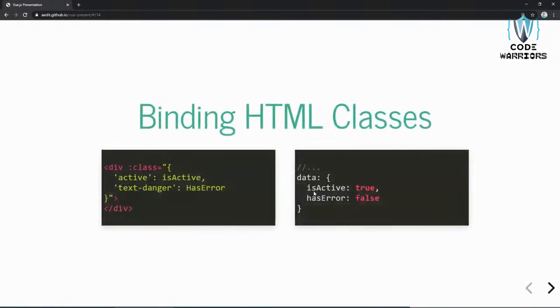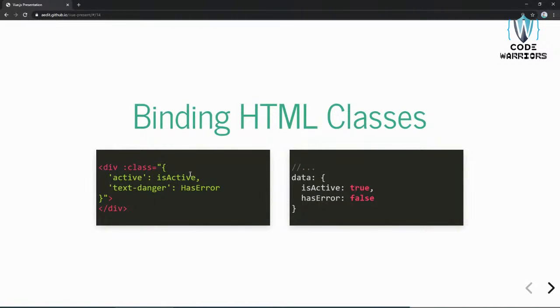Now moving ahead, how we can bind HTML classes with Vue. Now we just talked about binding. Binding is when we are using a Vue something and we need to bind it to one of the variables which is in our data. Now, like I need to provide an active class to a div only when isActive is true. So what I will do is I'll bind class.